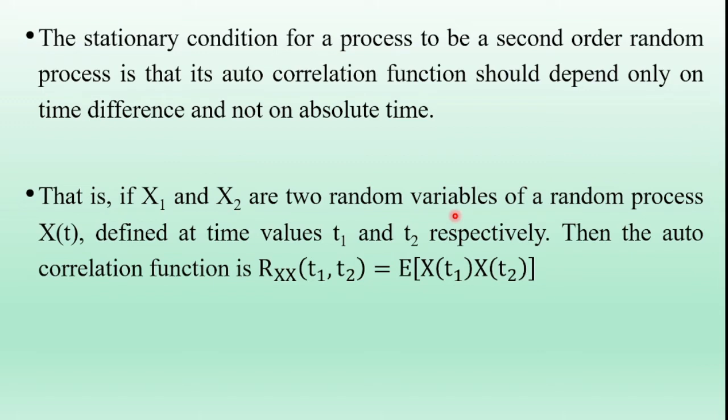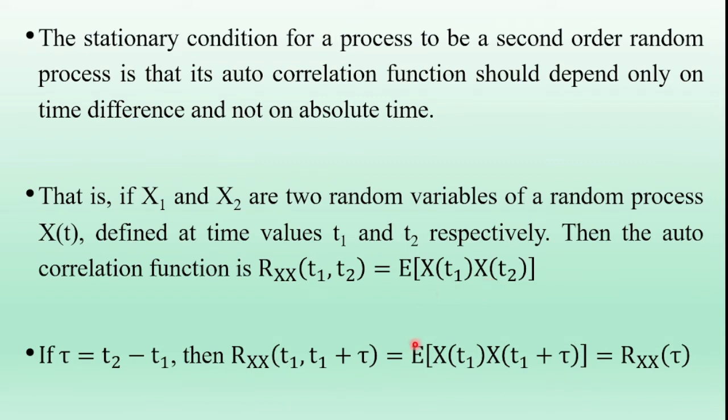Here X(t) is the random process. Consider two random variables X1 and X2 of the random process X(t), defined at the time instances t1 and t2 respectively. Then the autocorrelation function of the random process X(t) is denoted as RXX(t1, t2), and it is given by RXX(t1, t2) equals the expectation of X(t1) X(t2). Now the autocorrelation function depends on the time difference, t2 minus t1 equals tau. So the autocorrelation function only depends on time difference and not absolute time. That is the condition for a second order stationary random process.